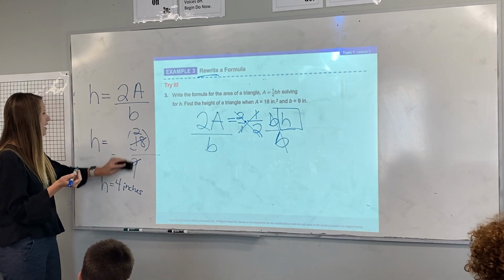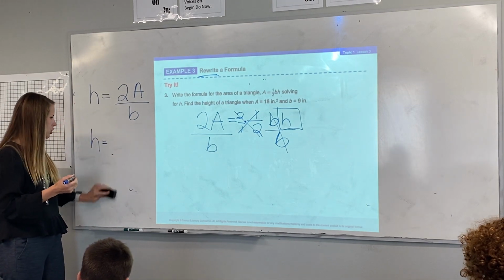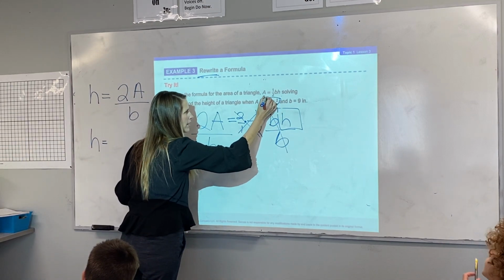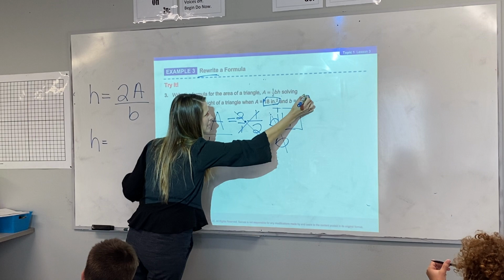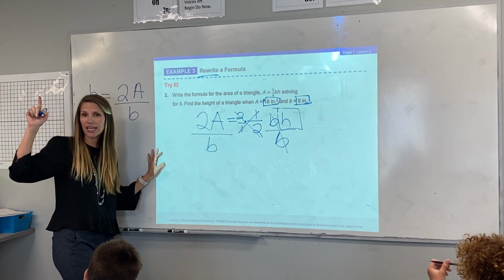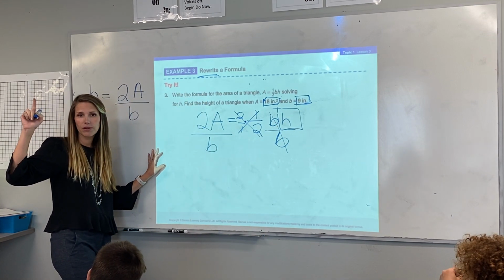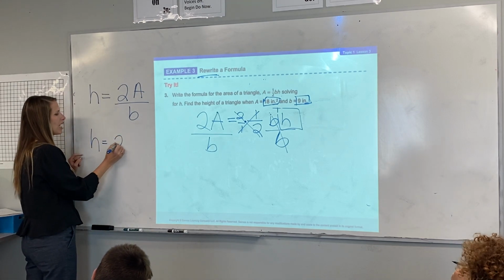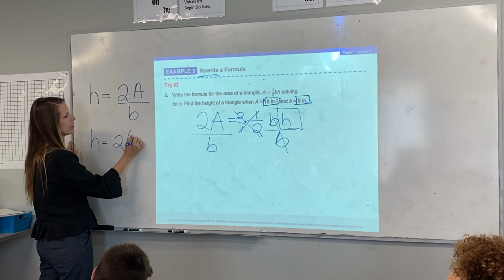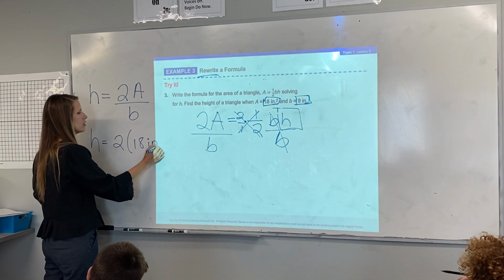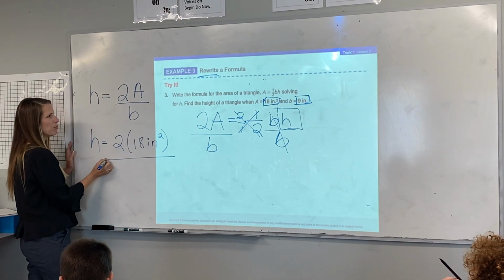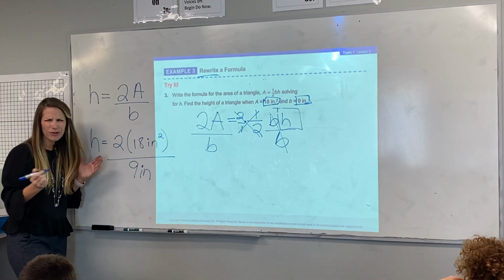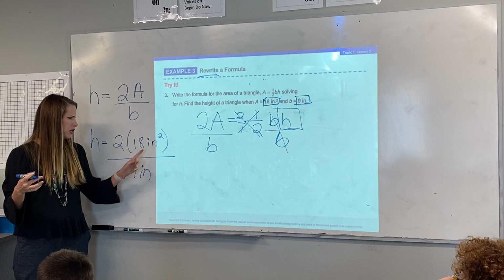So, he said, but what about all these units? He said the area is 18 inches squared, and he's right. And the base is 9 inches. He's right. Check this out. The height is 2 times the area. The area is 18 inches squared, totally correct. Put that over the base, which is 9 inches. Now, how do we figure out inches squared over inches?